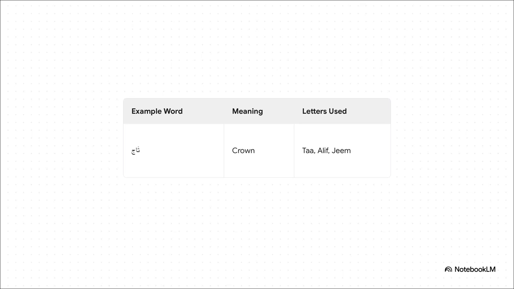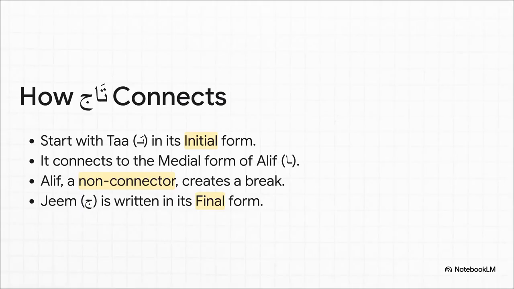Awesome. Let's try another one, a little more complex. The word is Taj, and it means crown. This one uses 3 letters we've covered: Ta, Alif, and Jeem. Okay, let's break this one down step by step. We start on the right with the letter Ta. Since it's at the beginning of the word, it uses its initial shape. It's reaching out to connect.